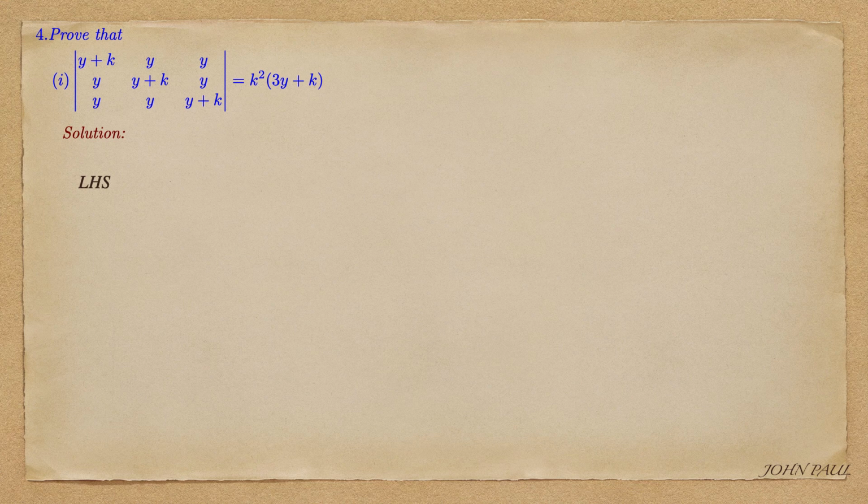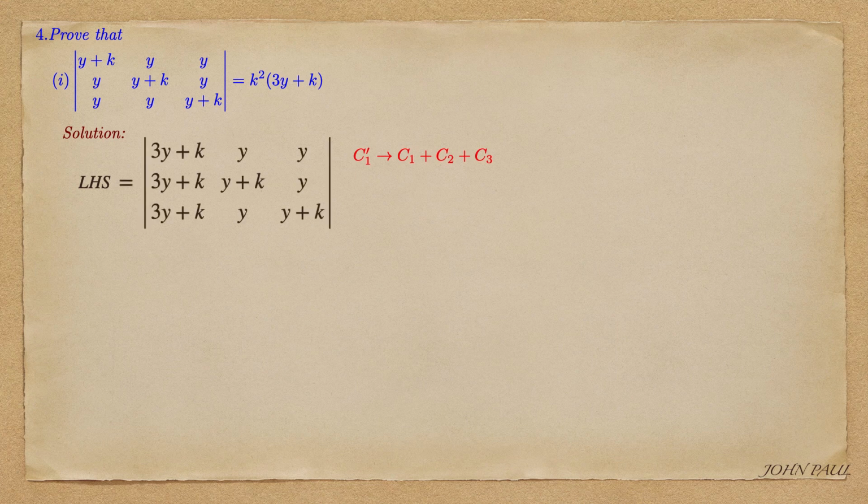In this, directly we can't take any common term, so we'll add column wise: column 1 plus column 2 plus column 3. By adding column 1 plus column 2 plus column 3, we got 3y plus k. Now we can take this 3y plus k outside the determinant. By taking it outside, we get 1, 1, 1.